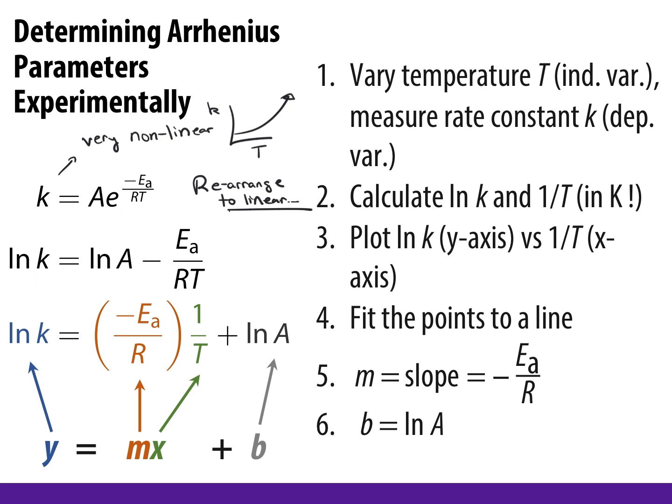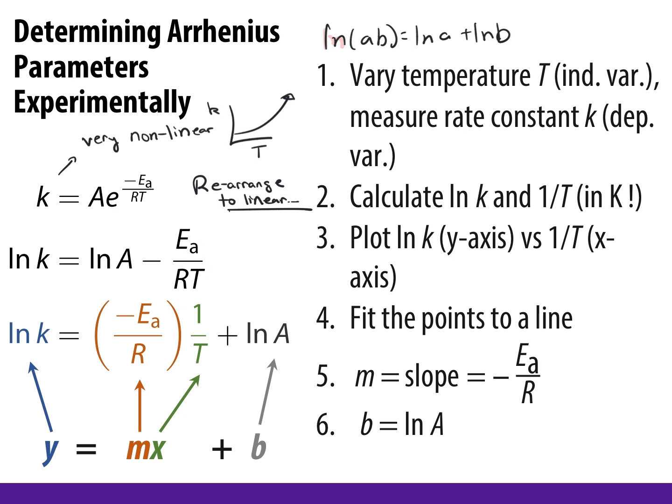When we take ln of both sides, we get ln of k on the left. On the right-hand side, we do need to use some logarithm rules to make that work. The key idea there is that when we take ln of two things together, so ln of a times b is equal to ln of a plus ln of b. That's what we've used in this equation here to split this into ln A minus Ea over RT.